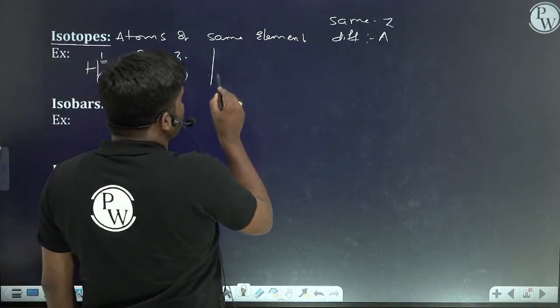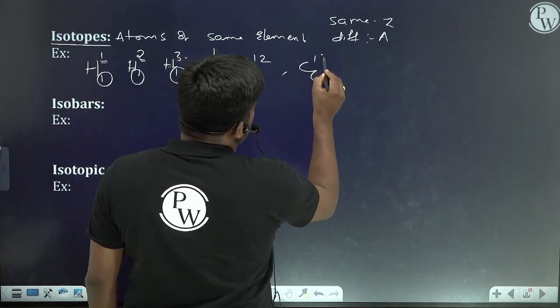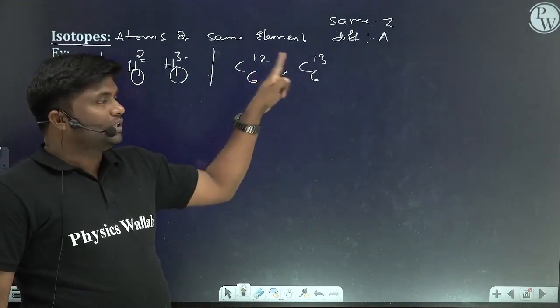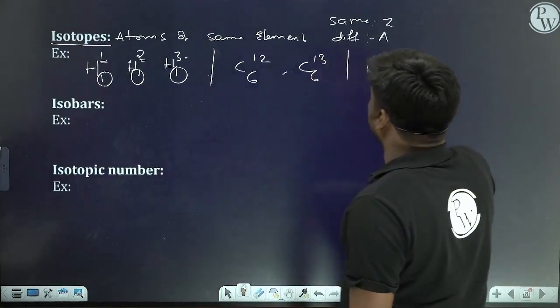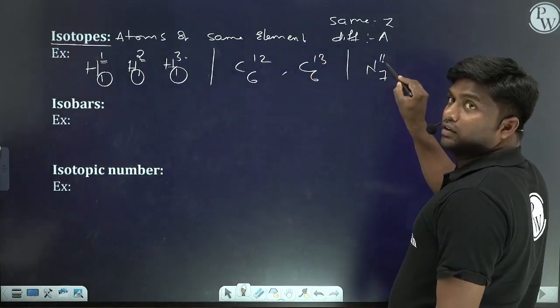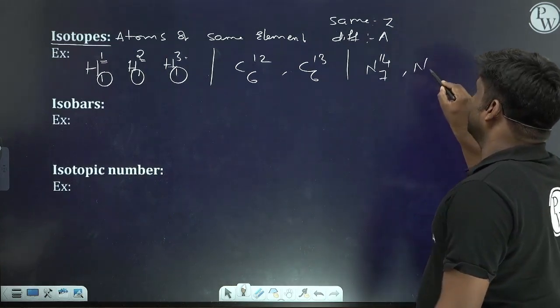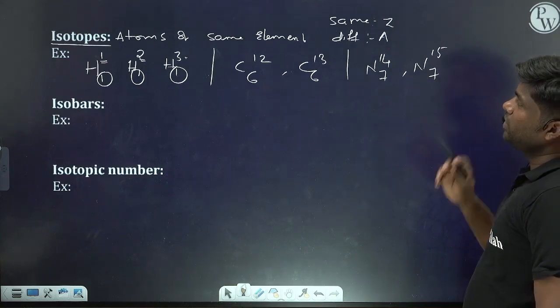And one more example is carbon C612, carbon C613. Same atomic number, mass number different. And one more is N714, N714 comma N715. Same atomic number, different mass number.